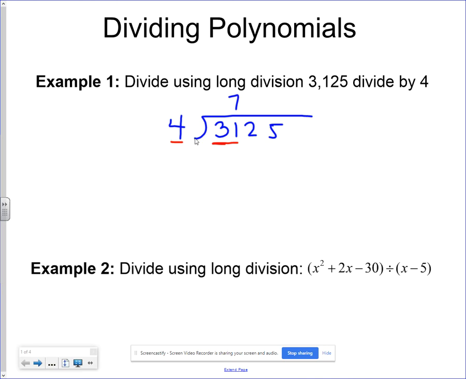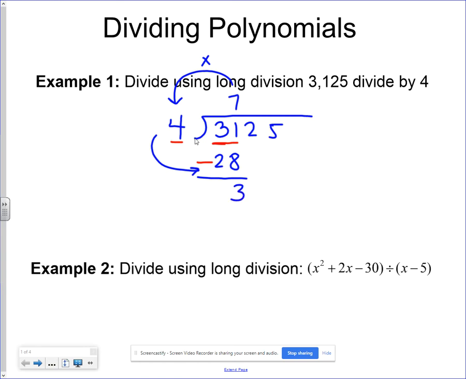Then we take the 7 and we multiply by the 4, right? Write our answer down here. 7 times 4 is 28. What do we do at this step? We draw a line under and do what? Subtract. So 31 minus 28. What is that? That's going to give us 3.